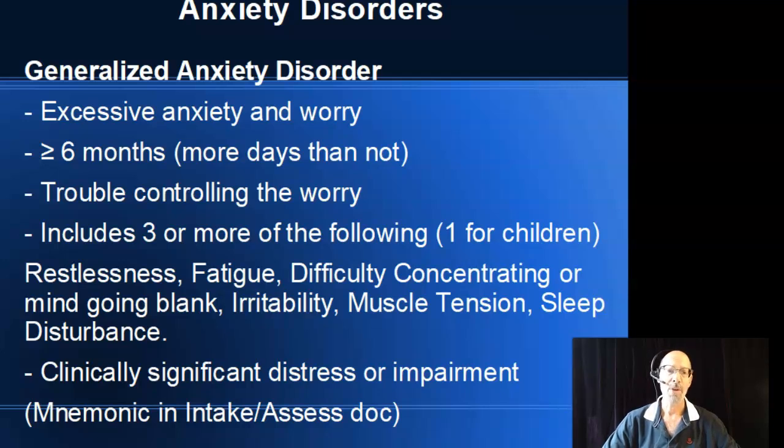Trouble controlling the worry includes 2 or more of the following, 1 or more for children: restlessness, fatigue, difficulty concentrating, mind going blank, irritability, muscle tension, sleep disturbance. Clinically significant distress or impairment, and I have a mnemonic for GAD in the study document that we've been talking about.